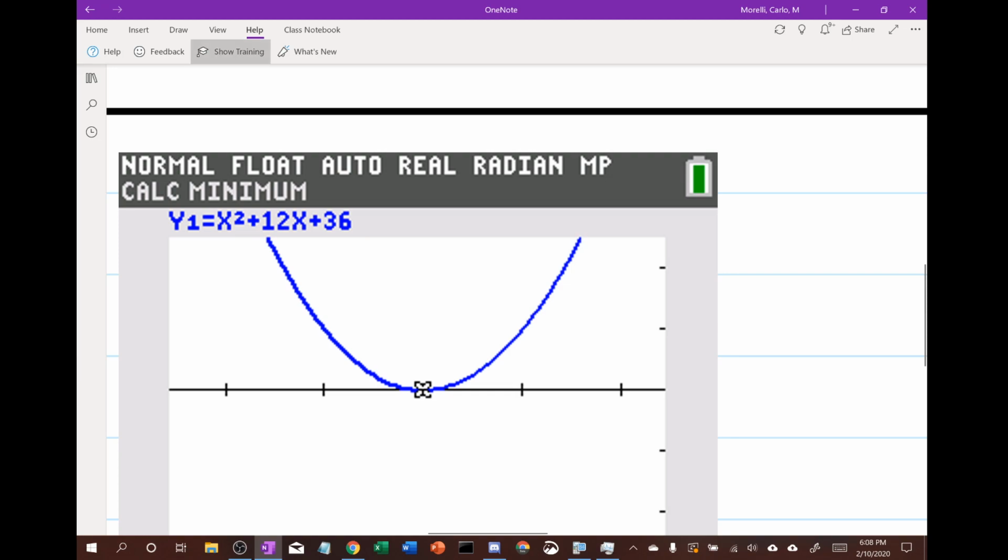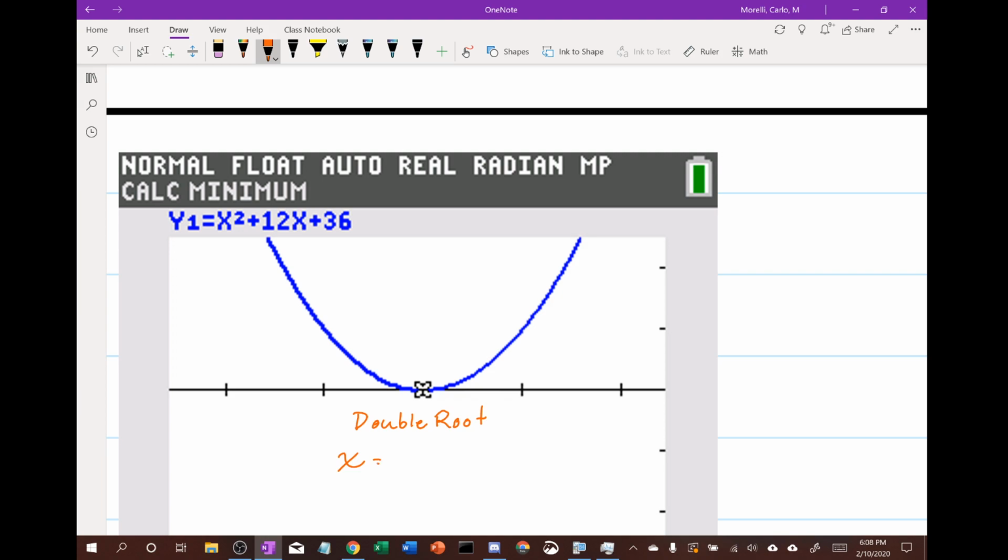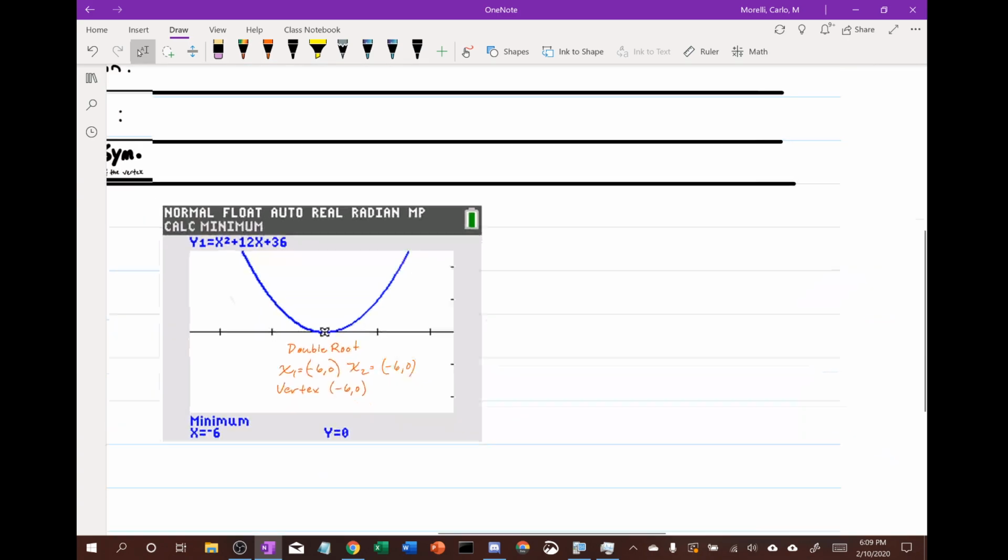This is something we call a double root. Okay, double root. What that means is the two solutions, x1 equals -6, 0, and the other solution, x2 equals -6, 0. So both the solutions are happening exactly at the same place. It also happens to be the vertex. Okay, the vertex is at the x-intercept of -6, 0. So this one's actually kind of a weird problem and simple in a lot of ways.